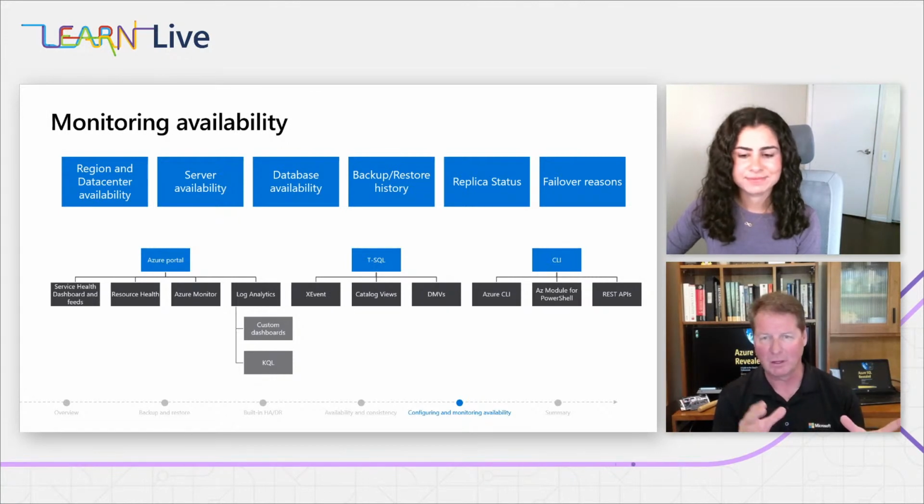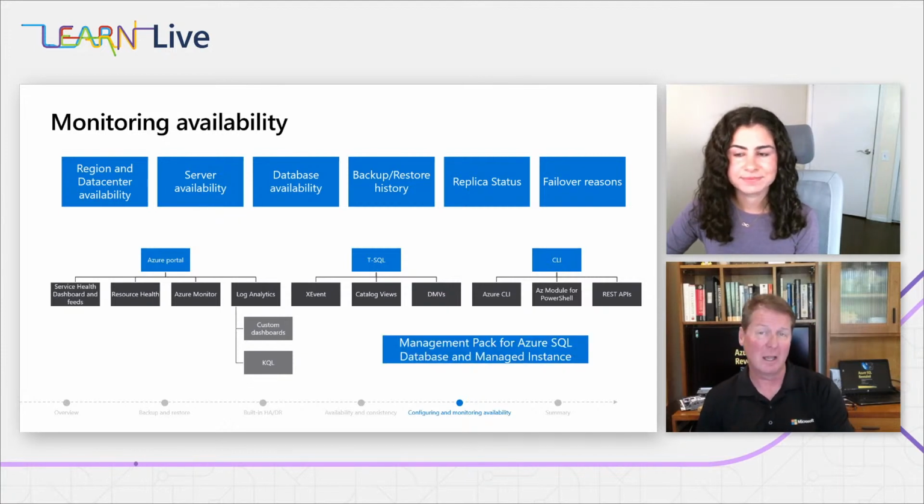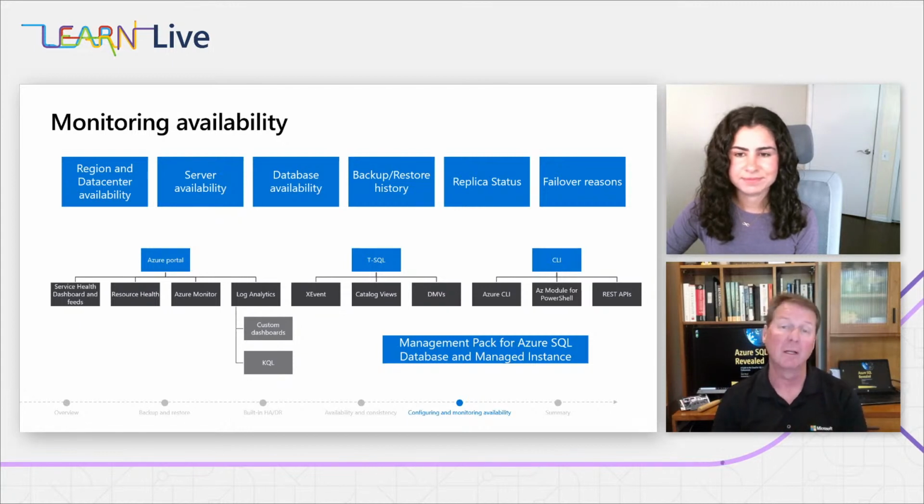And I'd be remiss if I didn't also mention that we have management packs. Some folks are System Center users and they like management packs. We have specific packs for Azure SQL Database and Managed Instance that were built for the cloud and give you some of the rich capabilities you're used to seeing on SQL Server.